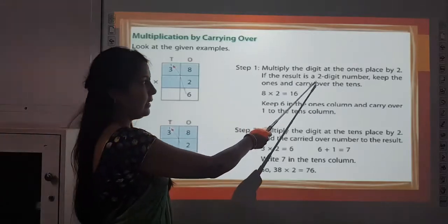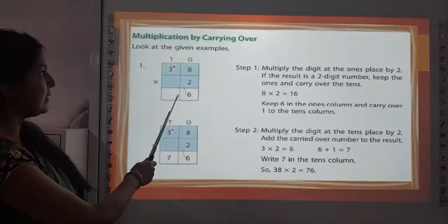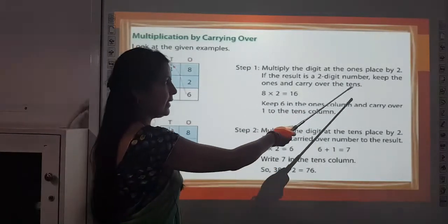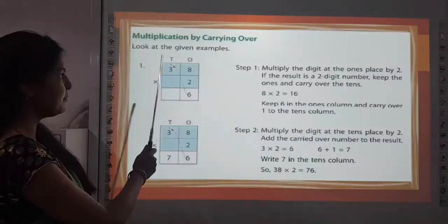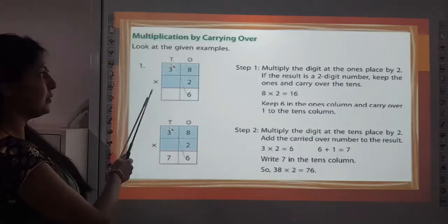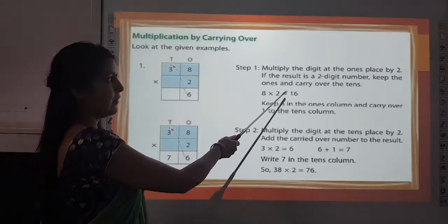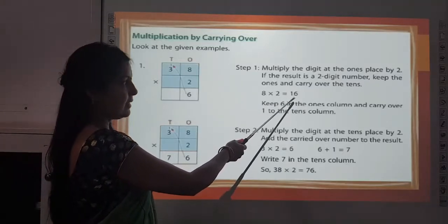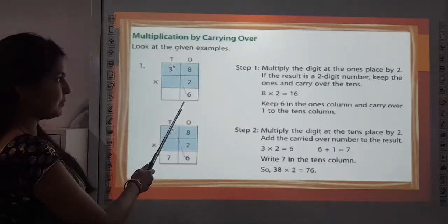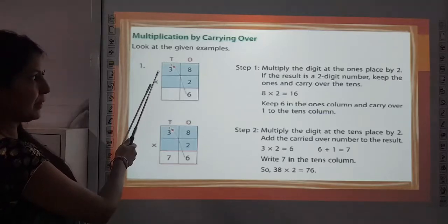If we are getting a 2-digit number as the result, then keep the ones and carry over the tens. So we have to write the ones place number at the ones place and carry the other number to the tens place. Look here, 8 multiplied by 2 is equal to 16. Here 6 is at ones place, so we are writing 6 here at ones place and now we will carry 1 to tens place.